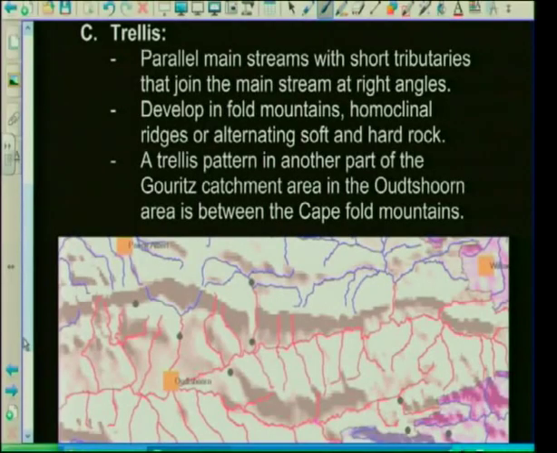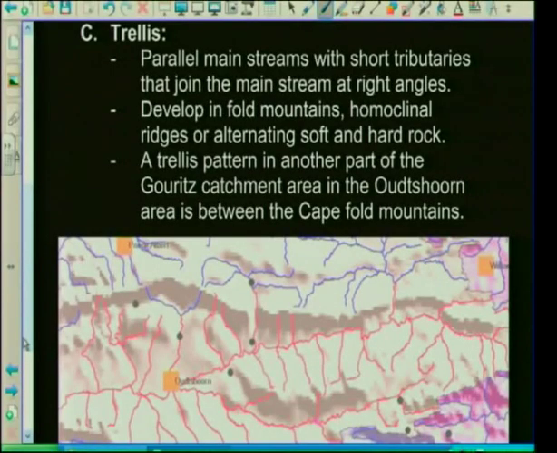Okay, our third pattern is what we call a trellis pattern. Now, trellis patterns and rectangular patterns can become quite confusing, but very importantly, they are found on different underlying rock structures, and that's what gives them their difference. So with our trellis patterns, we have got tributaries that will join the stream at approximately right angles. So just like the rectangular pattern, they will also join at a 90-degree angle. And so these have got them too.